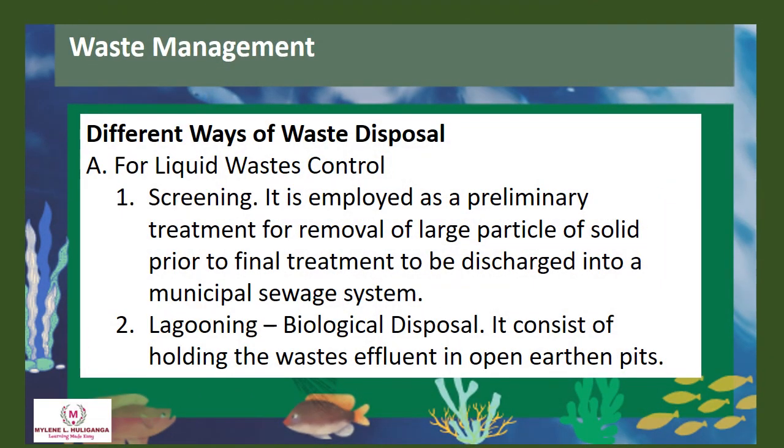Different ways of waste disposal. A. For liquid waste control. Number 1 is screening. It is employed as preliminary treatment for removal of large particles of solid prior to final treatment to be discharged into a municipal sewage system. Number 2, lagooning. Biological disposal. It consists of holding the waste effluent in open earthen pits.